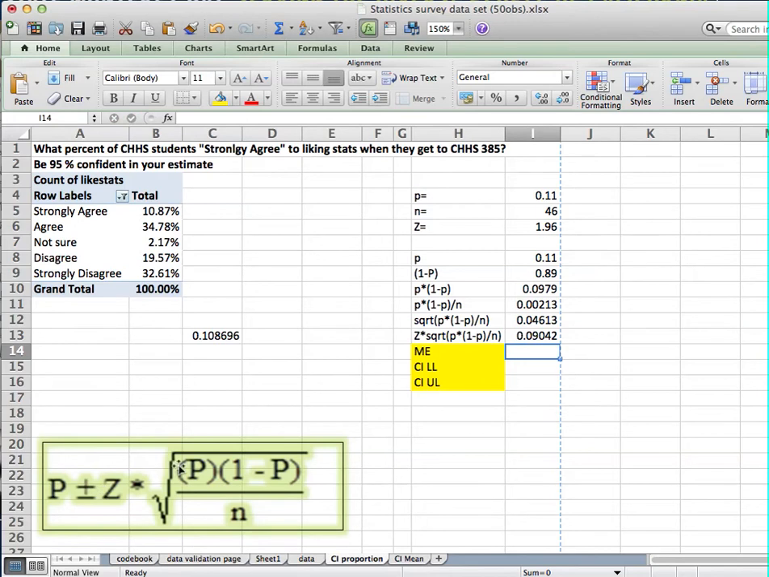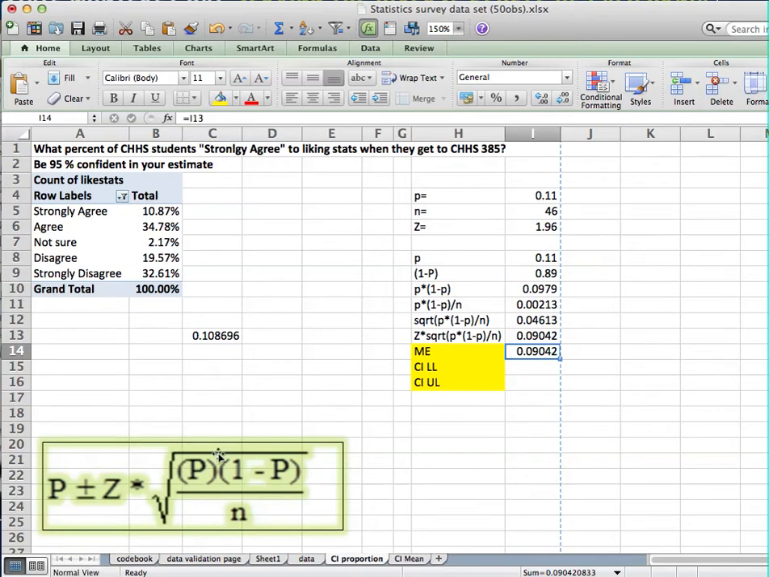Now, remember what this is called? It is the margin of error. That is the margin of error. I'm just going to copy that number there. This is our margin of error. And it tells us how far our estimate may be from the population proportion, given the confidence level that we chose.